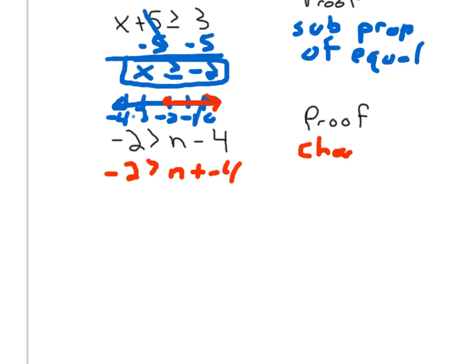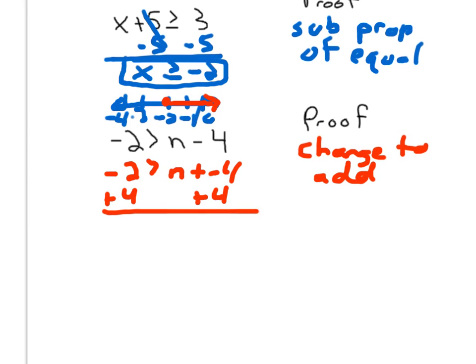So change to addition. Now I'm going to add 4 to both sides. This cancels. And negative 2 plus 4 is 2. And keep your sign the same. Okay? And that was addition property of equality.